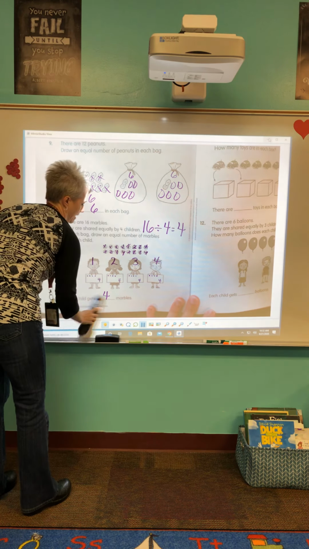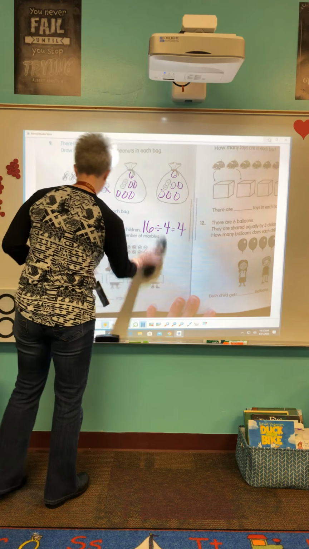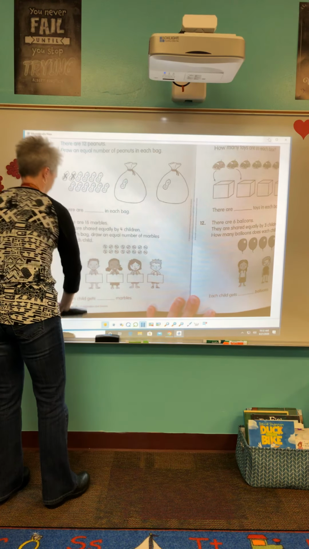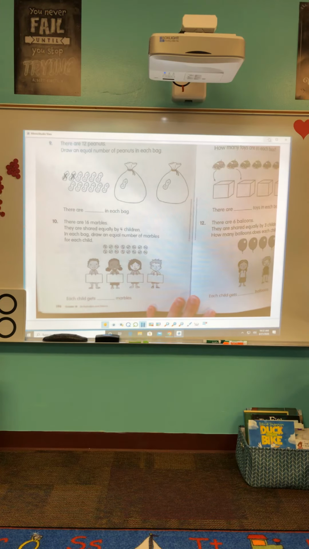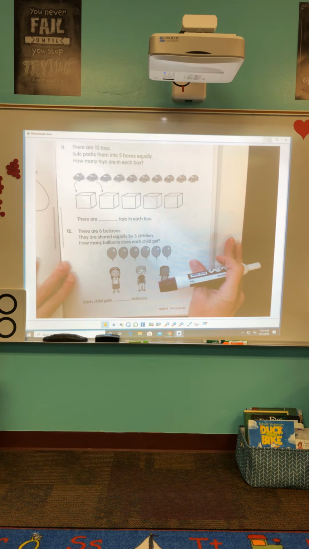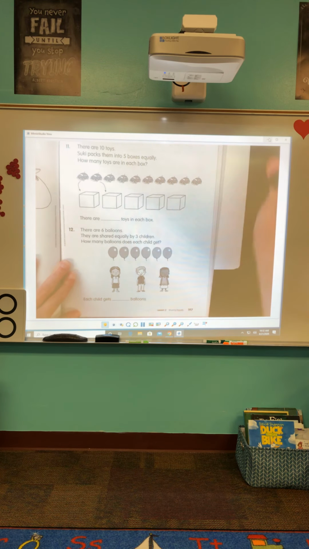Alright, next page, guys. Flip over to your next page, which will be 197. Alright, it looks like this. There we go.